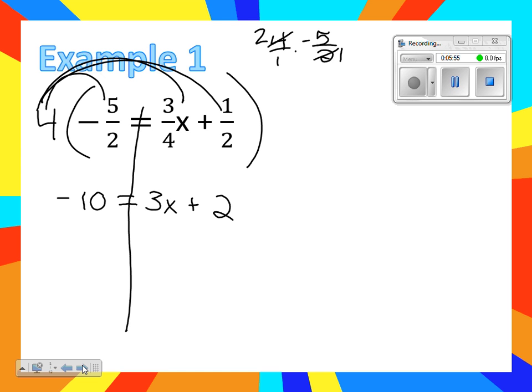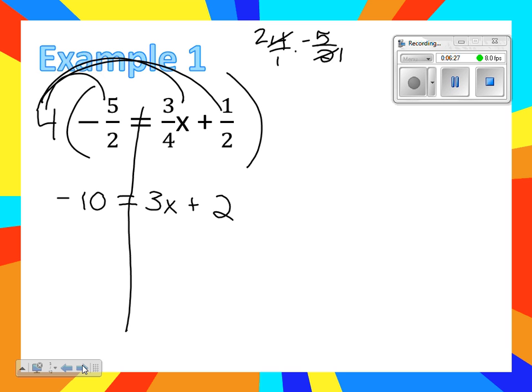Step 4, put your variables on one side, put your numbers on the other. Okay, everybody look at what we have. We have a -10. We have a variable, a 3x, and we have a number, a 2. If my variable is here, where do I want all my numbers? Over here. So which number do I need to move over here? Now, normally, how would we move a +2? Normally, we would subtract 2 here and subtract 2 here.